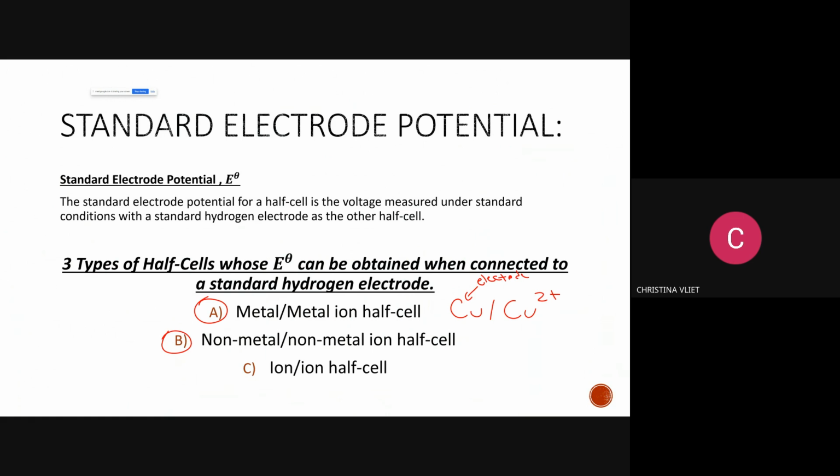What does your electrode have to be made of? We'll talk about that. And then what if you have two ions? For example, here this would be fluorine minus. What are we using there? And what if we have, for example, two ions with different charges? For example, we've got that MnO4 minus to Mn2 plus situation. Can either of those be used as the electrode?